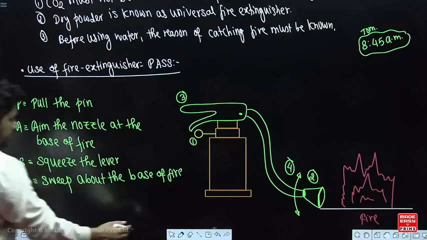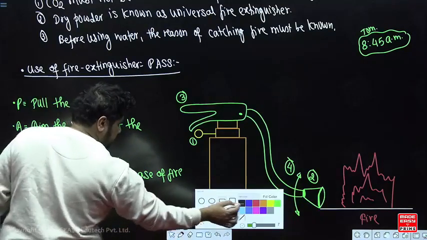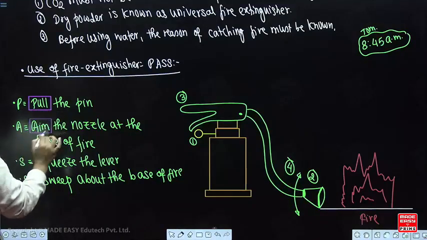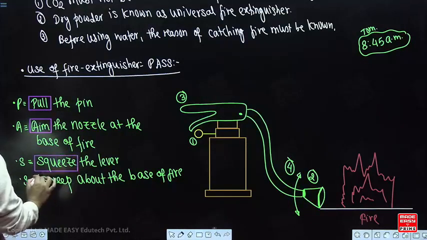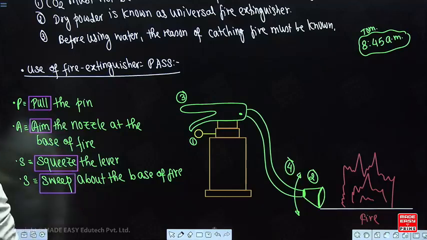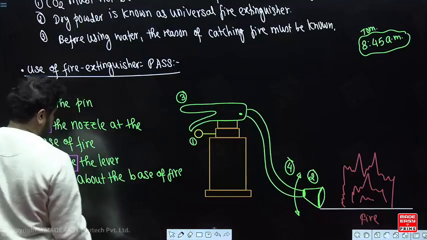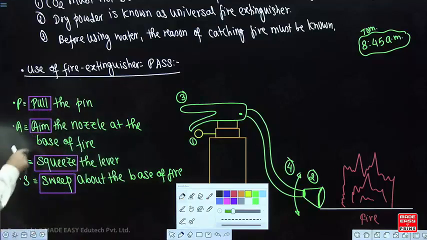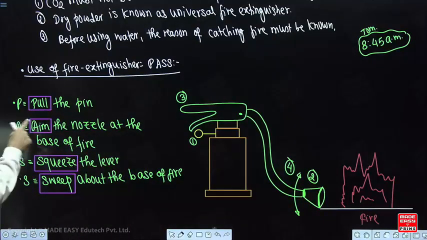Correct. So here what are the keywords? Keywords is P stands for pull, A stands for aim, S stands for squeeze and another S stands for sweep, है ना. तो ये एक important चीज है. Correct. So in the exam they will ask you PASS, what are the names? So P stands for pull, A stands for aim, S stands for squeeze and another S stands for sweep.